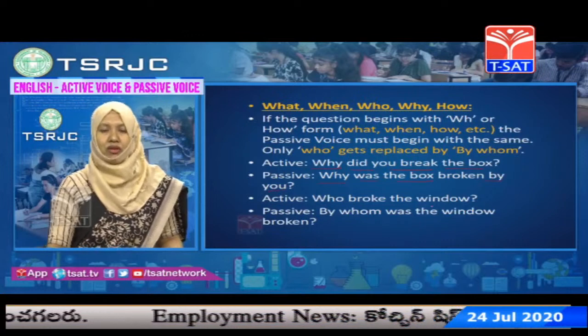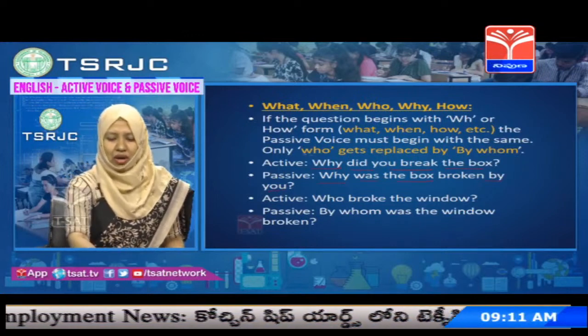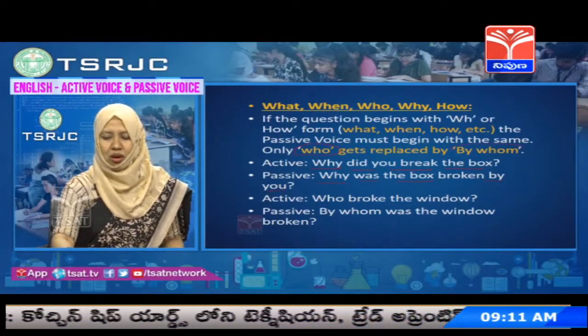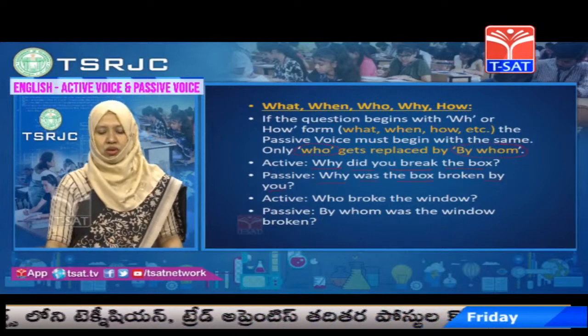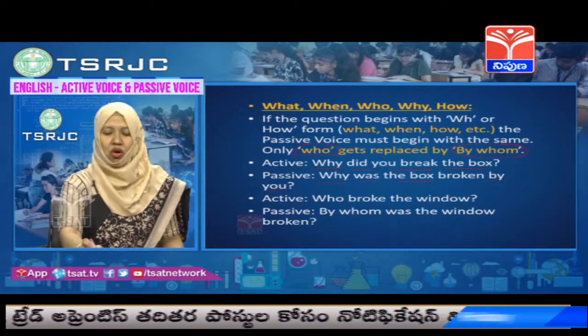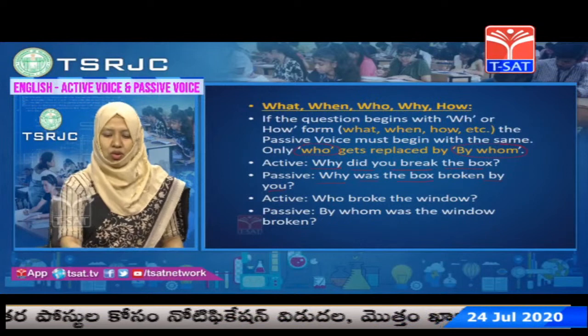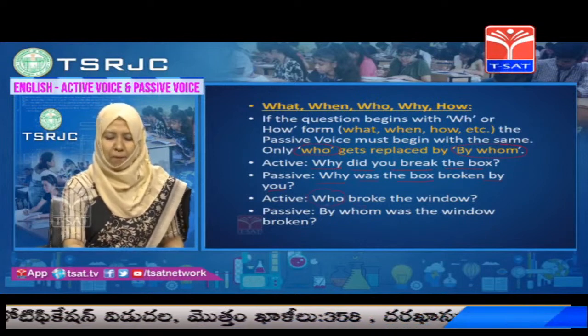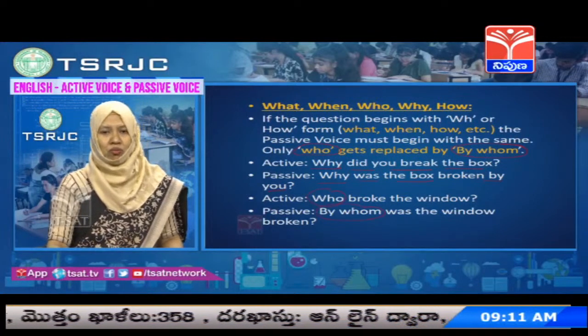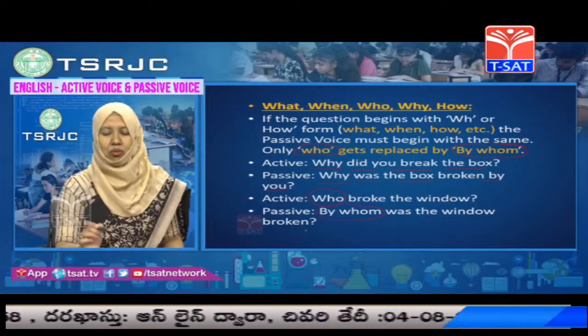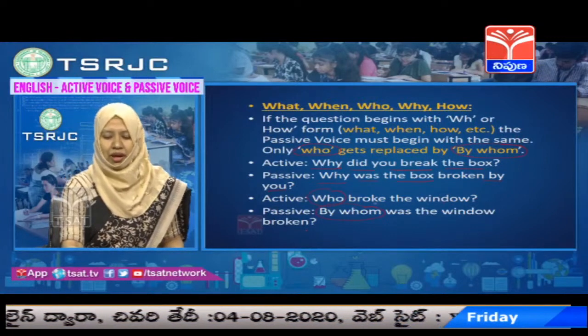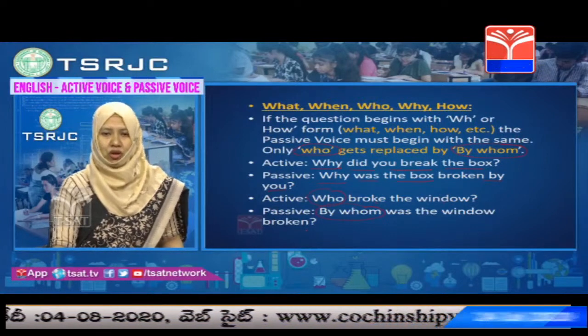Next, who broke the window? Just now I have explained that who will change into by whom. Except who, all others remain the same. So, you have to change who to by whom. By whom was the window broken?